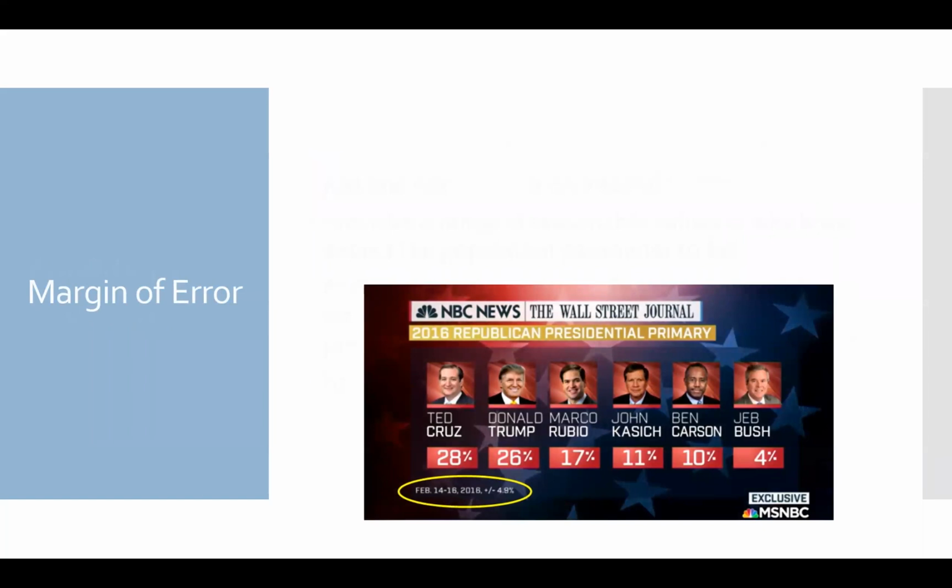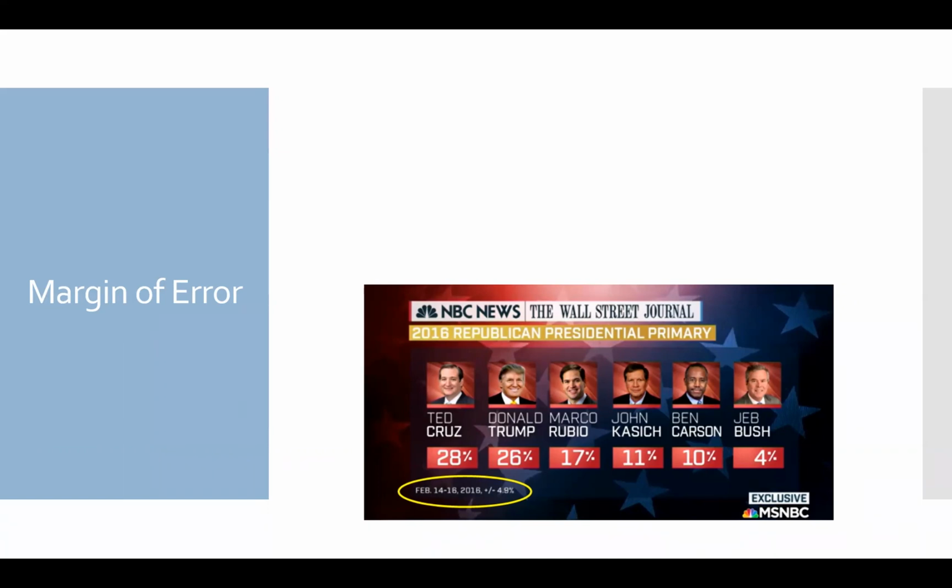Okay, I've given you an example here. This is from the 2016 Republican presidential primary, and they had done a survey. If you'll notice down here circled in the bottom left-hand corner of that figure, it gives the date, and then it says plus/minus 4.8 or maybe 4.9%. It's a little blurry, but that is for this particular poll that was conducted by the Wall Street Journal and NBC News.